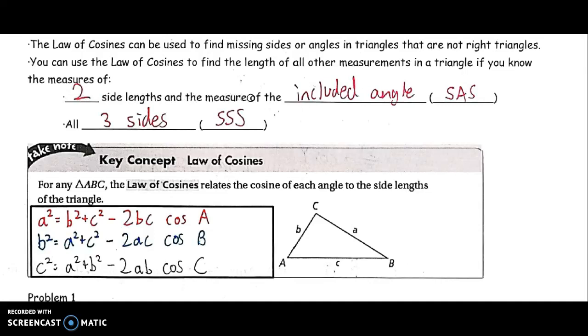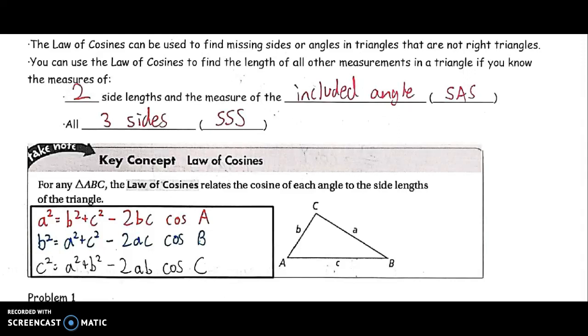Either two side lengths and the measure of the included angle. Remember, included would be the angle in between. So that would be a situation where I start with side angle side as given measurements. Or I could also use this when I start with all three sides given. And that would be a side side side situation.